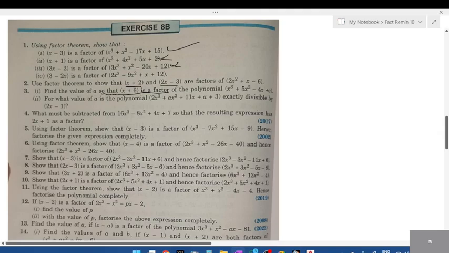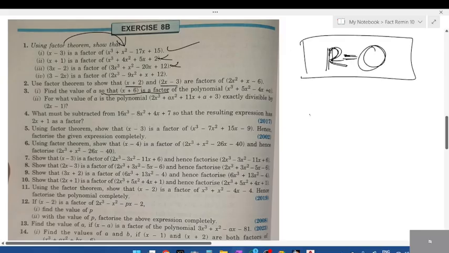What is given here? They have already told us that x plus 6 is a factor, right? If x plus 6 is a factor, what should be the remainder? See, if something is a factor, what will be the remainder, students? If something is a factor, the remainder should be 0. Very good. This is the concept we have to use.